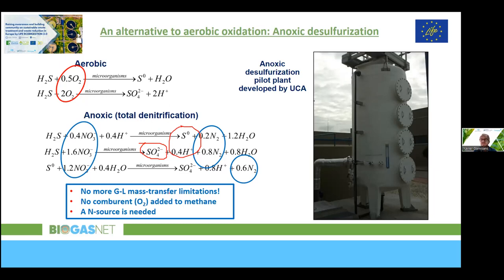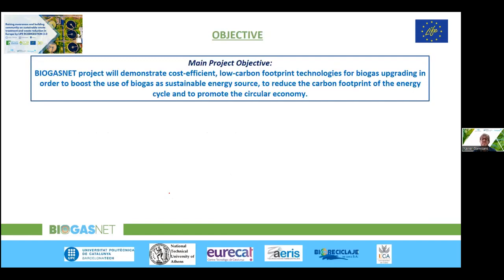Another interesting thing for the plant operators is that we are not adding oxygen to methane, adding the oxidizer to the fuel, which is not really a nice idea in terms of security. But the possible main drawback here is that we need a nitrogen source. But as you will see later, this is not a drawback, this is an opportunity. So our main objective in the project is to demonstrate a new cost-efficient and low carbon footprint technology for biogas upgrading, reducing the carbon footprint and promoting the circular economy.